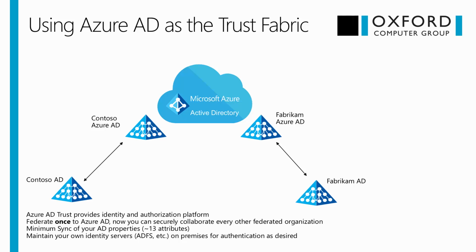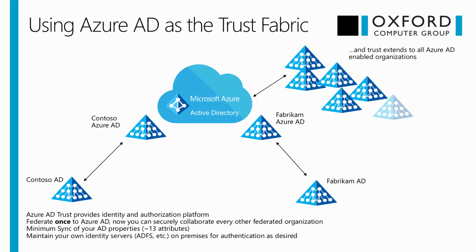So in our scenario here, Contoso and Fabrikam both synchronize their identities, and now that they've done that, they've trusted Azure Active Directory, and they can share documents between each other utilizing Azure Active Directory as the authentication point between those transfers and viewing of documents. And since they've trusted Azure Active Directory, that opens them up to a host of other organizations that have all trusted Azure AD as well.